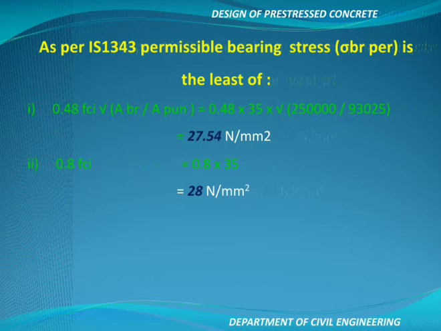Substituting the values, we get 27.54. The second clause is 0.8 times FCI, that is 0.8 into 35. We get the answer of 28. Therefore, we can say that the sigma br actual is quite less than the sigma br permissible. Sorry, I have made a mistake here, I have just copy pasted. This should be the permissible, which is the least of two, which will be 27.54, whereas the sigma br actual was 11.7. So we are quite safe in the bearing stresses.